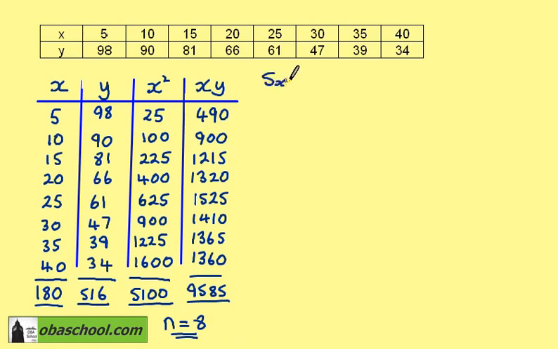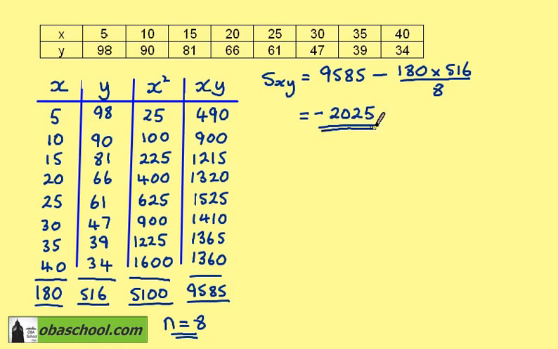Now calculating Sxy, we know this is the sum of the xy's, which is 9585, take away the sum of the x's multiplied by the sum of the y's, divided by the number of pairs of data. This calculates to give us minus 2025.